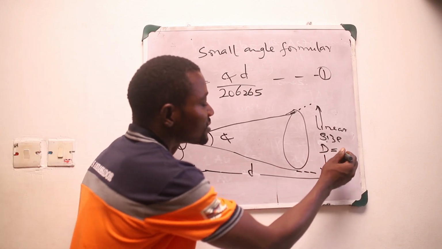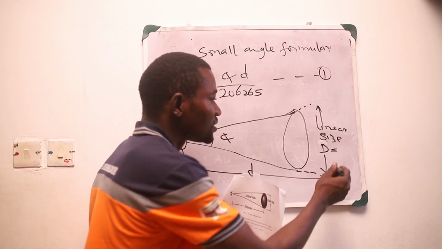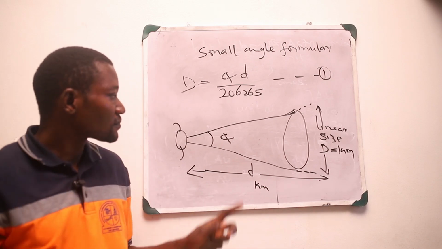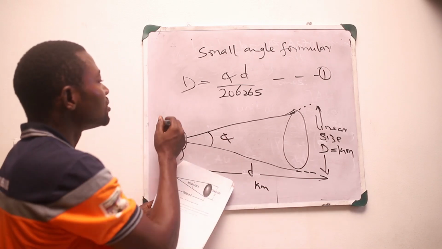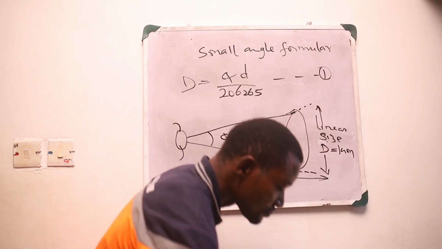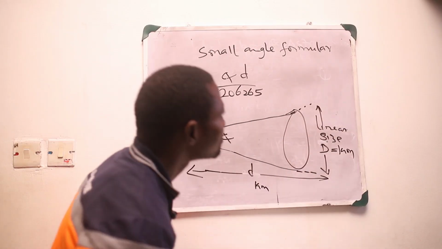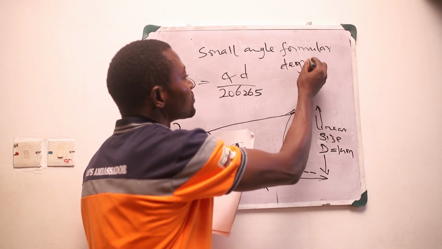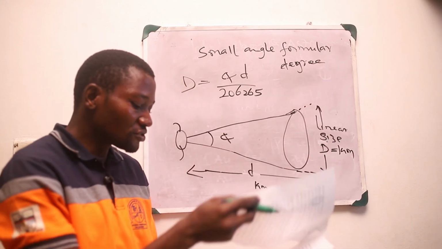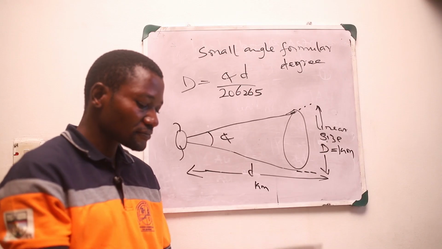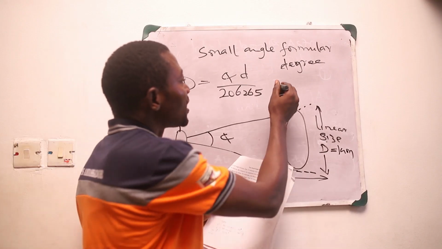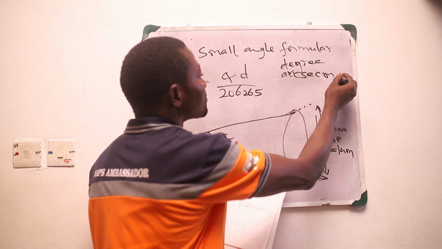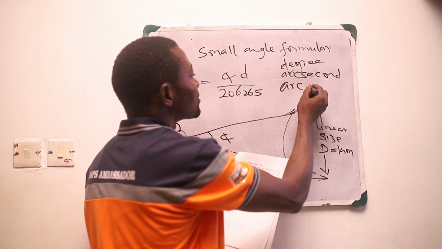The unit of the distance here, the linear distance, is in kilometer. The distance here too is in kilometer. Then the angle, normally, is measured in degrees. Angle is also measured in other units. Angle is also measured in arc seconds and arc minutes.